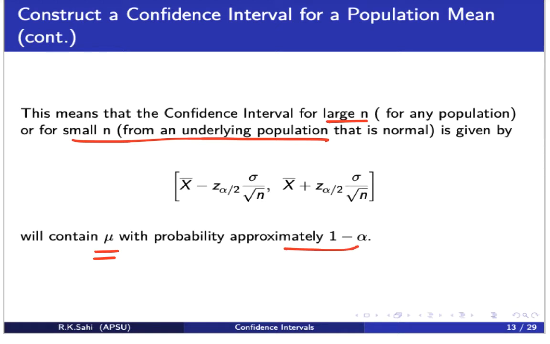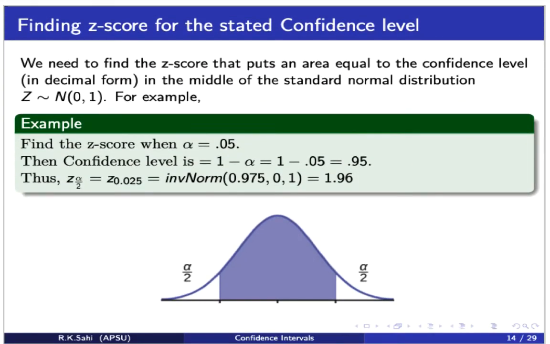Now, how do we find z-scores? To find a z-score that puts an area equal to the confidence level in the middle of the standard normal distribution, suppose z is a standard normal variable. I want to find the z-score when alpha is 0.05. What we normally do is, if alpha is 0.05, the first thing we do is find alpha by 2, 0.05 divided by 2, which is 0.025. Now we want to find the z-score, or the critical value, related to alpha, which is 5%.